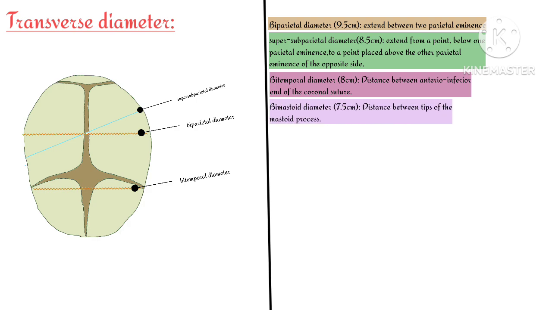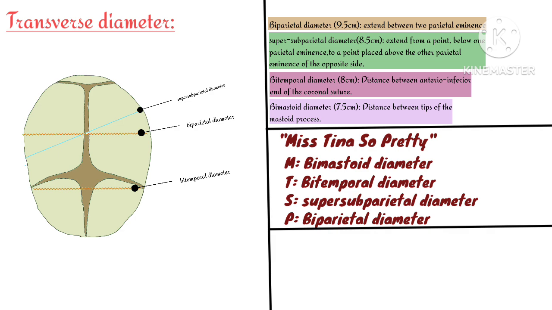Bimastoid diameter. It is the distance between the tips of the mastoid process. It is about 7.5 cm in length. You can remember the transverse diameters with a mnemonic when they are arranged in ascending order of size. Miss Tina So Pretty. Here in Miss, M stands for bimastoid diameter. In Tina, T stands for bitemporal diameter. In So, S stands for suprasubparietal diameter. And in Pretty, P stands for biparietal diameter, the largest transverse diameter of the fetal skull.